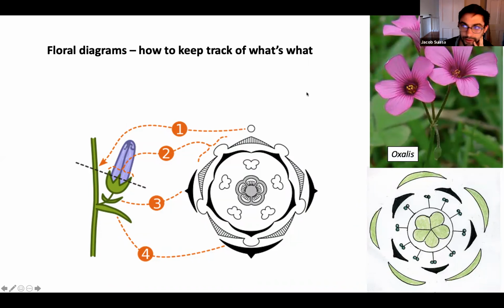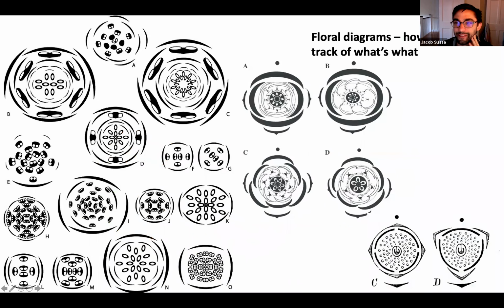And just to kind of confuse things a little more, floral diagrams can be very, very confusing, and there are many of them. I don't think we have any of these in our labs, and I don't think you're going to need to know this, but this is just how people keep track of floral morphology.